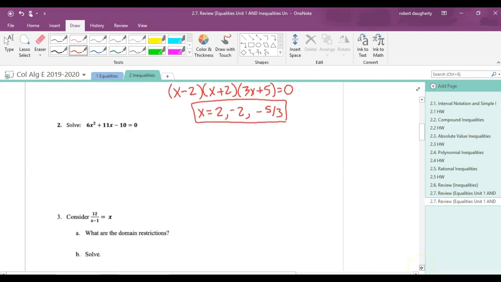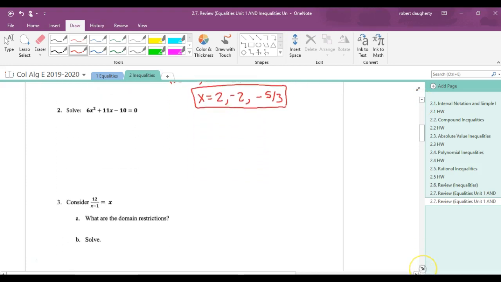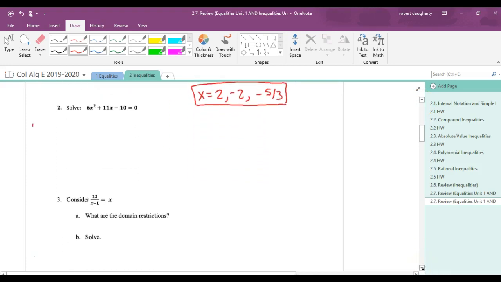Number 2, is there a common factor? There is not. How do I factor this? This is a trinomial. So I need to find 2 numbers that will multiply to give me, what is 6 times negative 10? That is negative 60. And they will add to give me 11. So numbers that multiply to 60 and combine to 11, well, what are the factors of 60? 1 and 60, 2 and 30, 3 and 10, 4 and 15.